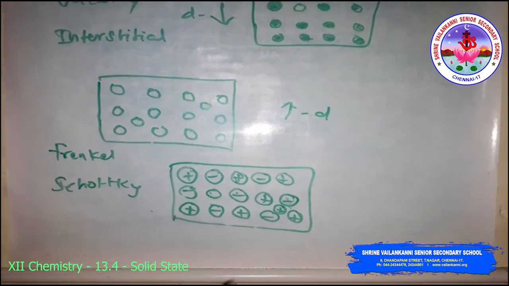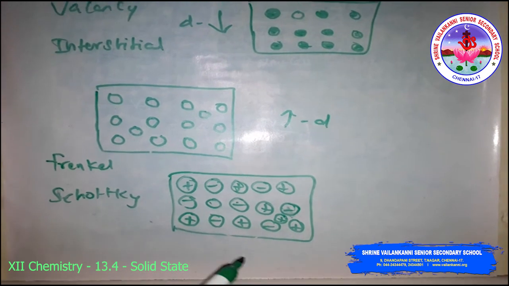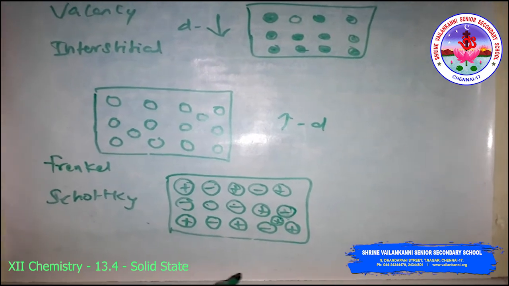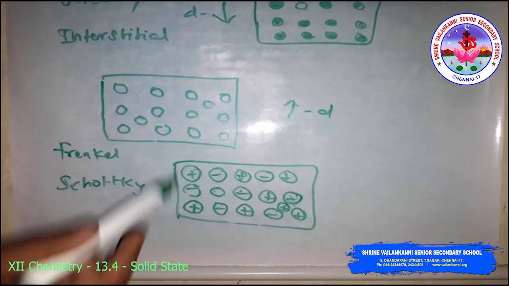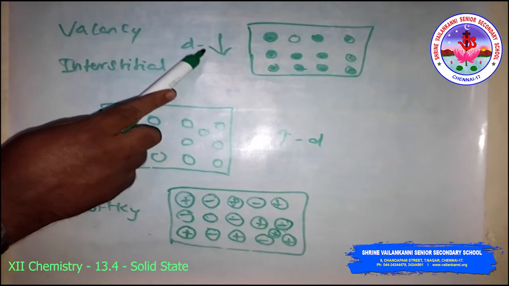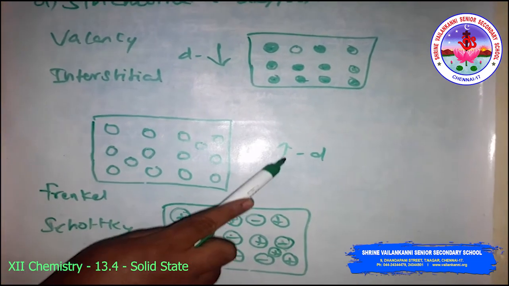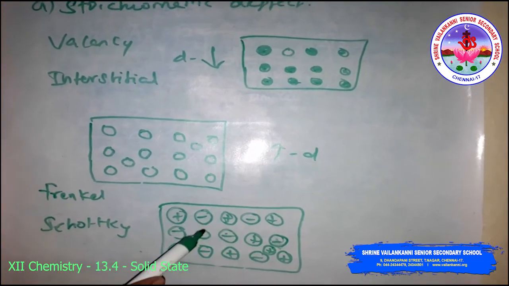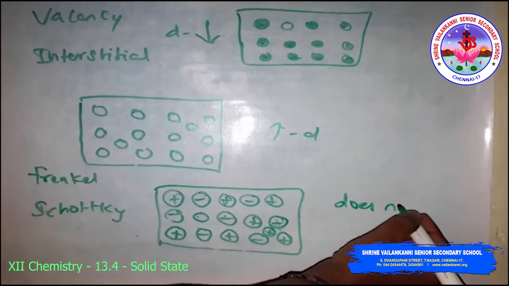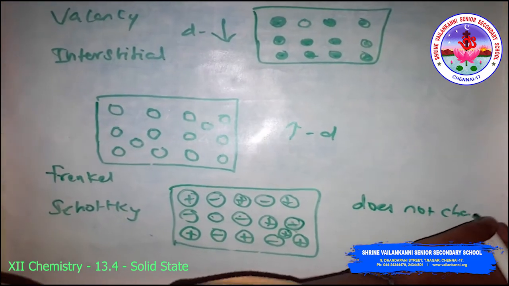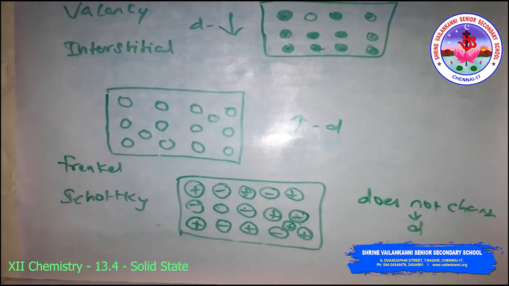So it is also called a dislocation defect. It does not change the density of the solid. This is the main point. It does not change the density of the substance. Here the density is decreasing due to the vacancy, but for the interstitial, the density of the substance increases. So overall it does not change the density of the substance.